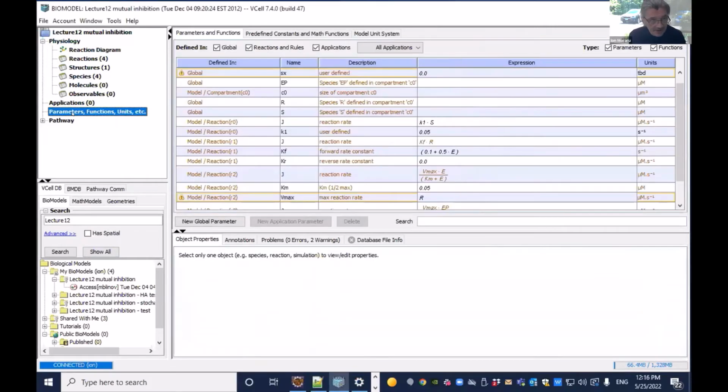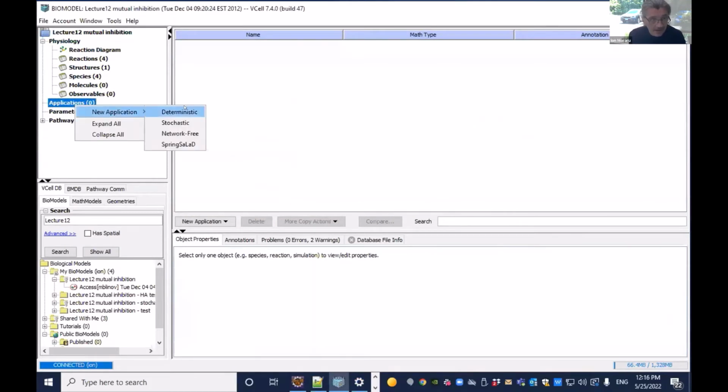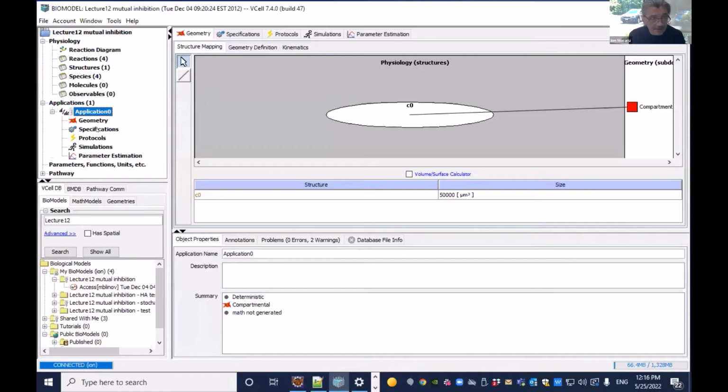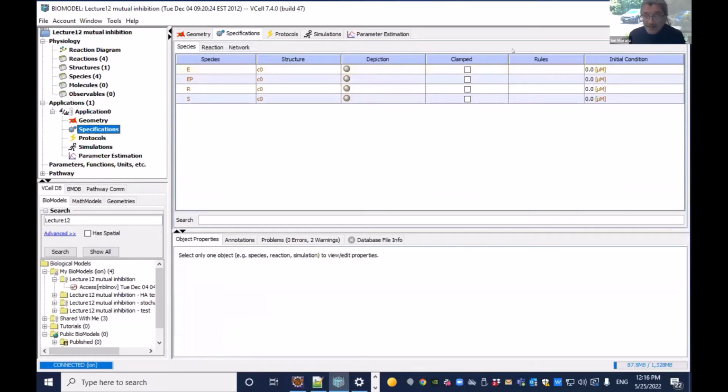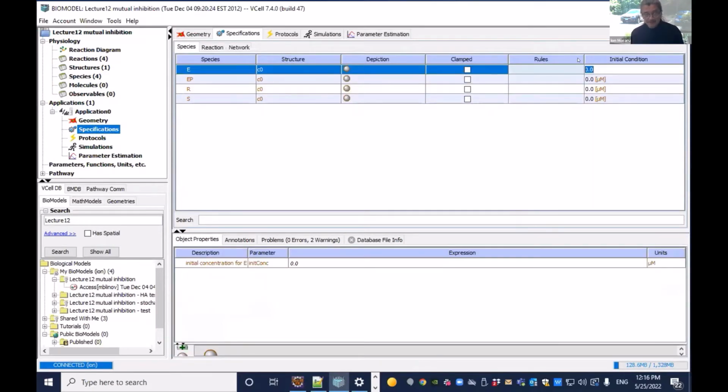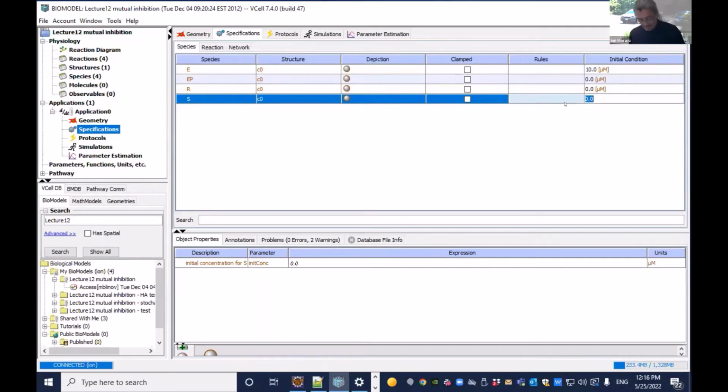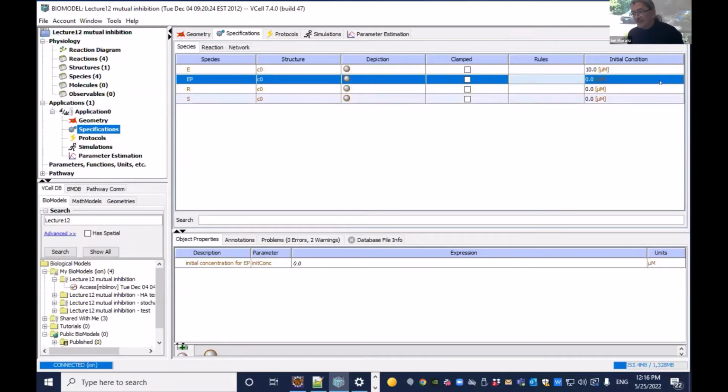And let's put in some initial conditions. Now let's create an application and specifications. And let's say that all of E is unphosphorylated at the beginning, and there is no R, but we can produce that by having S. So what if the initial conditions are like this? What will happen? Would it just stay unphosphorylated for the whole time?